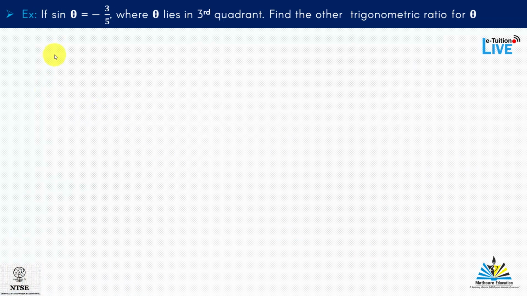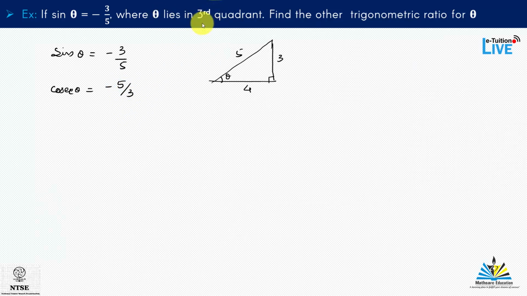Let's solve an example. Here we have sine theta equal to minus 3 by 5, where theta lies in third quadrant. You can see sine is negative in third quadrant. So in third quadrant, we have a right angle triangle like this, and this is theta, this is 3, this is 5, and this must be 4, following Pythagoras theorem. So this is sine theta, then the reciprocal of this, cosec theta, must be minus 5 by 3. And since theta lies in third quadrant, we have tan and cot as positive. Hence tan theta must be positive 3 by 4, and cot theta is equal to the reciprocal, that is 4 by 3, and the rest must be negative.